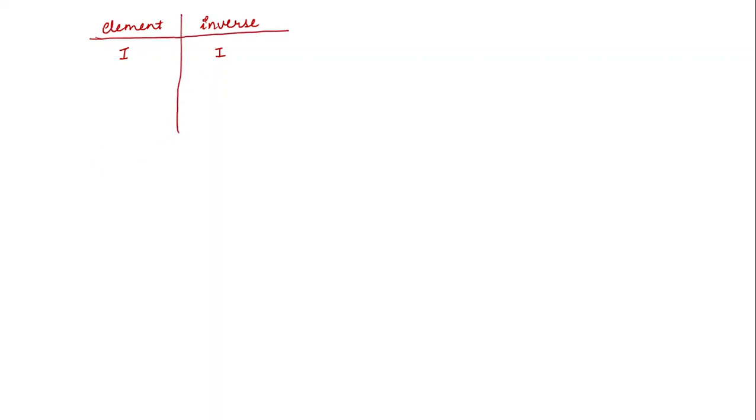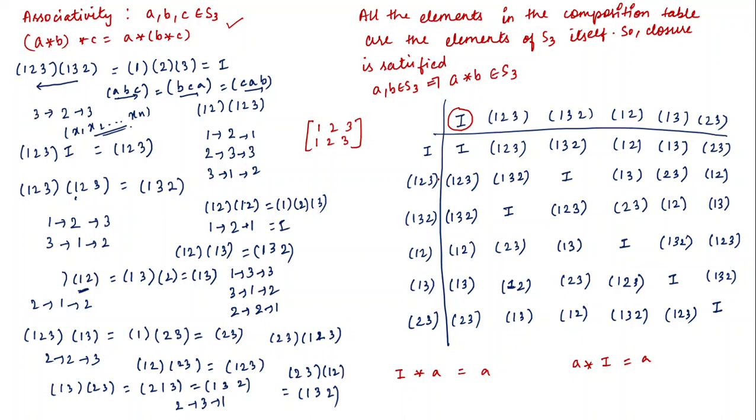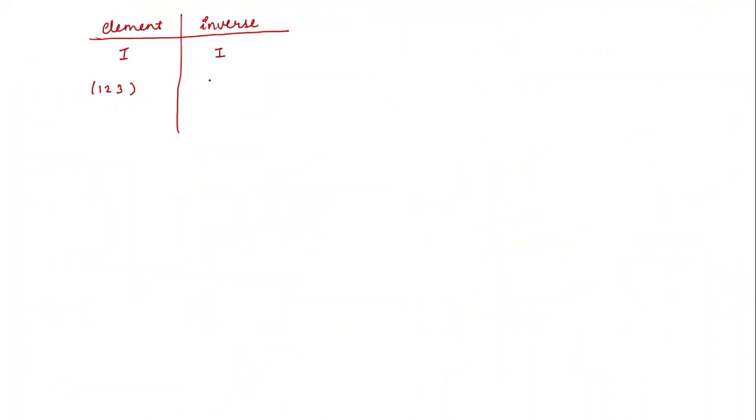Now for the remaining elements, let us find what is the inverse of 1, 2, 3. Now to find the inverse of 1, 2, 3, consider 1, 2, 3 and start moving in the row. Start moving rightwards and stop at the place where you get I, the identity permutation. So this is the place where you got I, and find which element is at its top, and you can clearly see it is 1, 3, 2. Therefore 1, 3, 2 will be the inverse of 1, 2, 3. Okay, so here we will be having 1, 3, 2 as the inverse of 1, 2, 3.